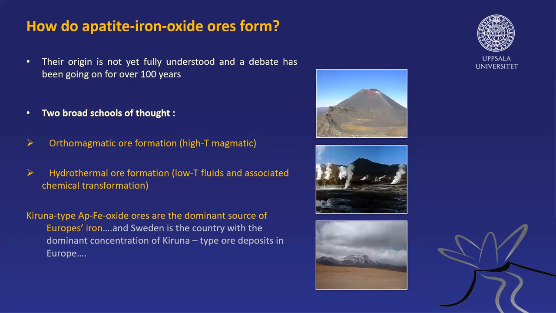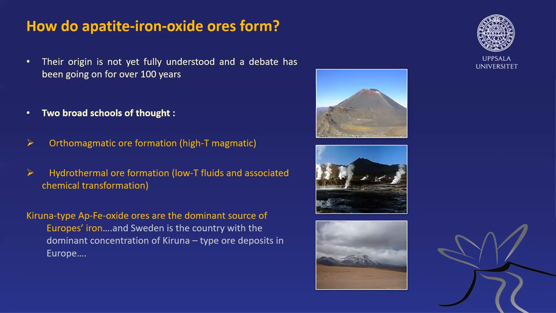Finally, how they form. The origin is not fully understood. It's an ongoing debate. Two main lines of thought. Orthomagmatic formation, that means high temperature associated with magmatic activity, or hydrothermal ore formation. Low temperature, we are talking about something like up to maybe 400 degrees, but typically, I would say 200, associated with a chemical transformation of the rocks.